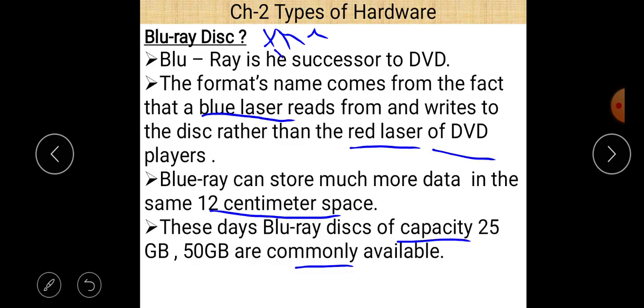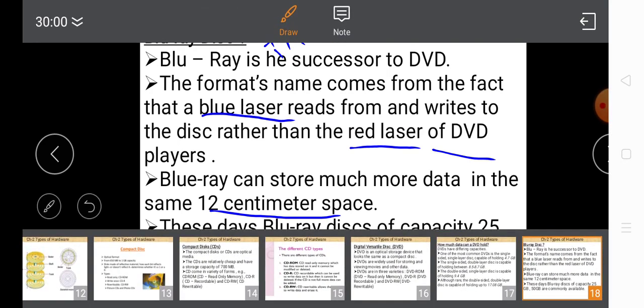And digital versatile disc is called the digital versatile disc because we can store different types of data in it, such as sound, audio files, text files, video files. But at the early stage, DVD could store data only of video files. We could store data only in the form of videos. So at that point of time, it was called the digital video disk.